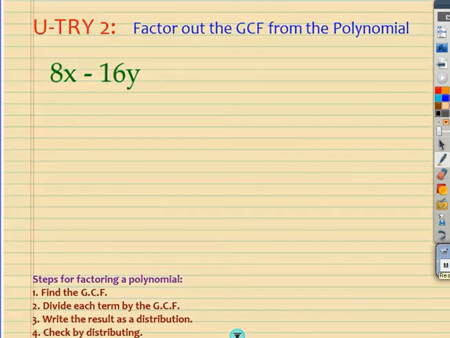Here's your U try. Identify your greatest common factor. Divide out that greatest common factor from each term and write your result as multiplication. Be sure to do your check step as well.